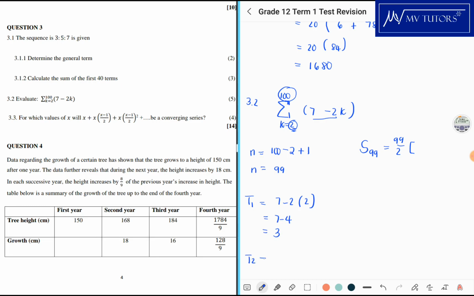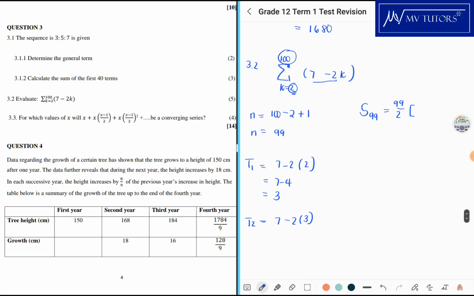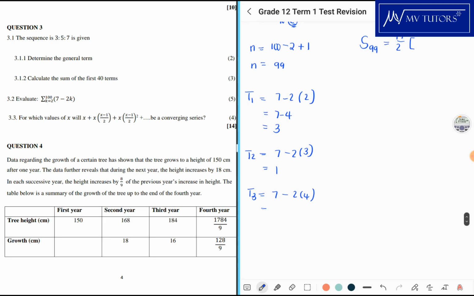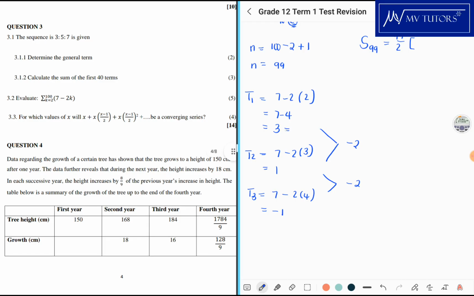Then term number 2, I'm just simply going to substitute the next term, which is 3. All right, so 7 minus 6, that'll be 1. And then the third term will be 7 minus 2 times 4. We just keep adding 1 as we go along. So 7 minus 8, that'll be negative 1. So I can see then that every time this sequence reduces by 2. So I have D. All right, and I have A.